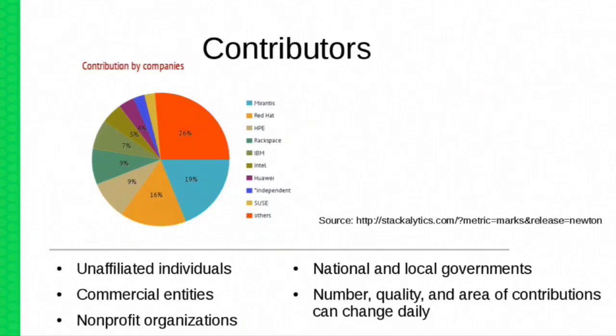If you look at the different contributors, you see different kinds of companies contributing in different places, including SUSE. But it's not only companies, it's also unaffiliated individuals who are just contributing for the fun of it or in the hope of a job. It's commercial entities, non-profit organizations, governments, research organizations. And the number, the quality, but also the area of contribution can change, as with every open source project. So it's important for such an infrastructure that it takes care of that change, and that everything is documented and so on. And if you look at how OpenStack is done, look at the CI infrastructure.